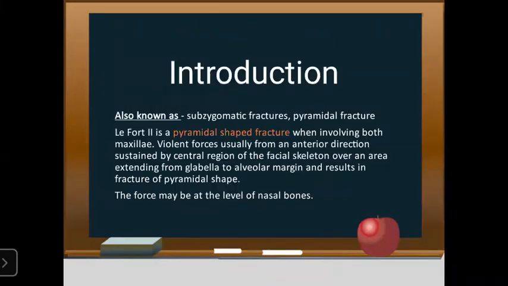Now introduction. It is also called as subzygomatic fracture or pyramidal fracture. The pyramidal shape is usually when both the maxillae are involved. This shape occurs when violent forces from the anterior direction are sustained by the central region of the facial skeleton over an area extending from glabella to alveolar margin. The force may be at the level of nasal bones.